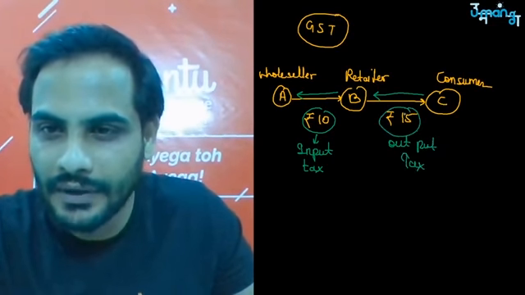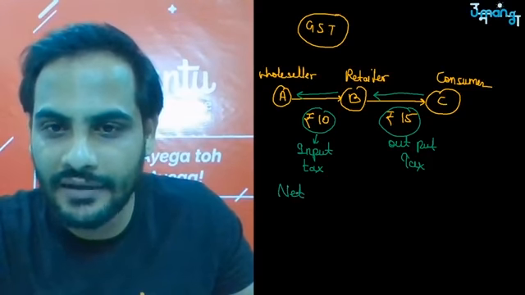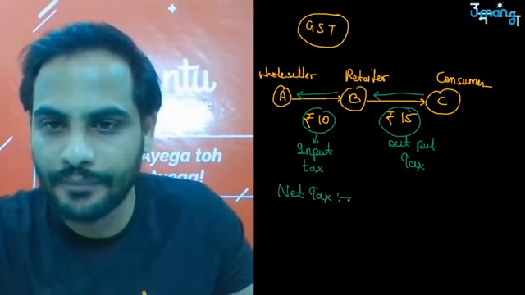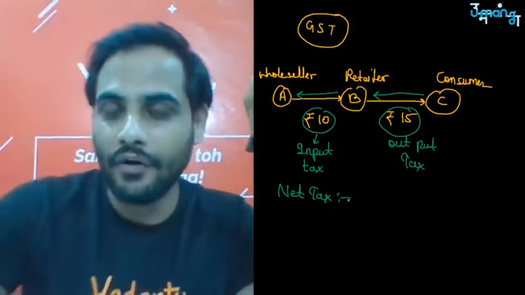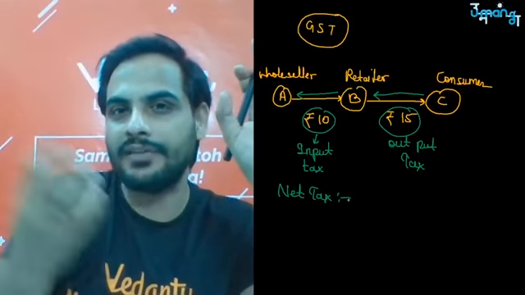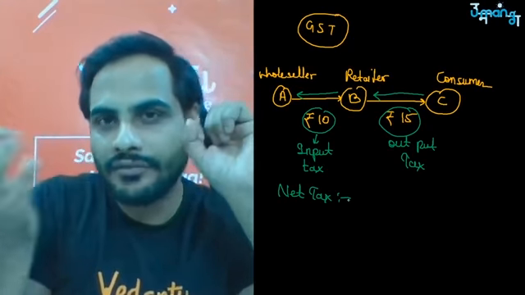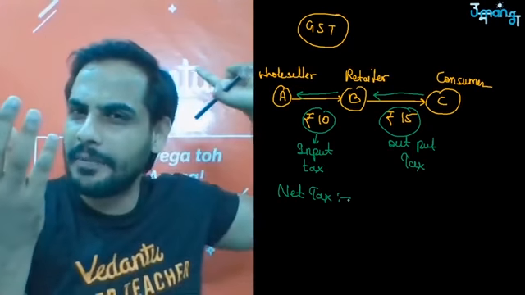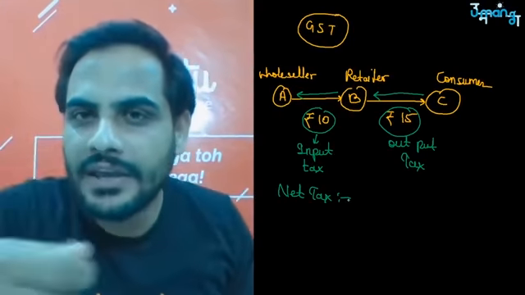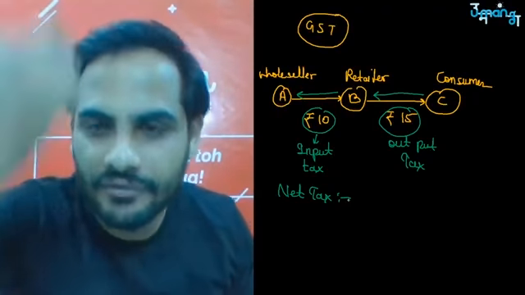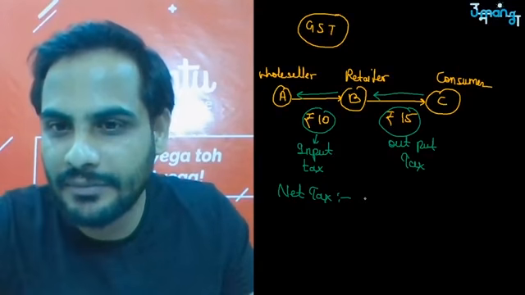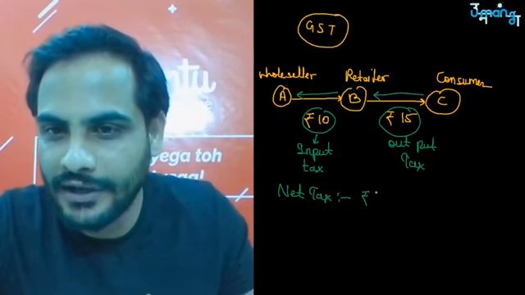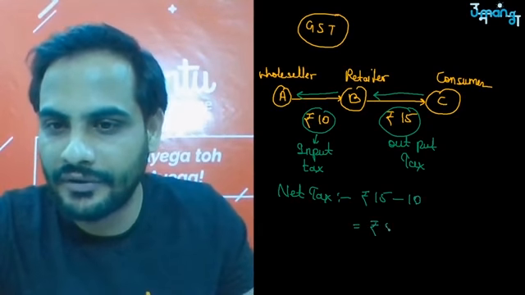Got it? So the net tax which B has to pay. Now you will see, earlier B has already paid 10 rupees as the tax, right? And now B has got 15 rupees as the tax. So out of these 15 rupees tax, B has already paid 10 rupees. So now B is only going to pay 5 rupees to the government. So the net tax which B will pay is output tax minus input tax, which is rupees 5.